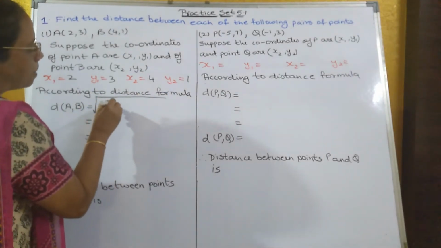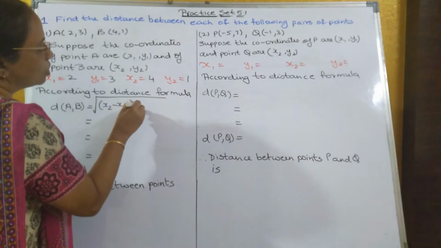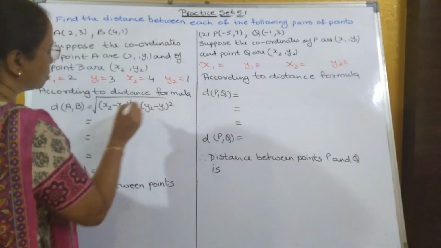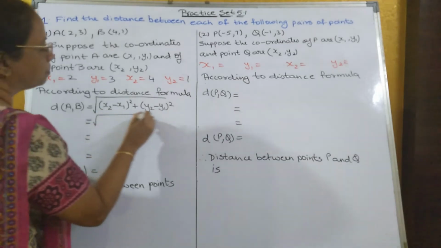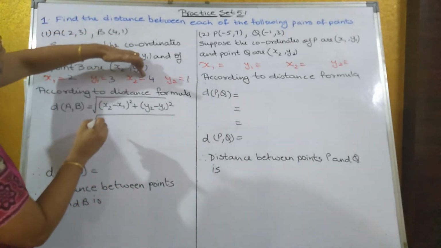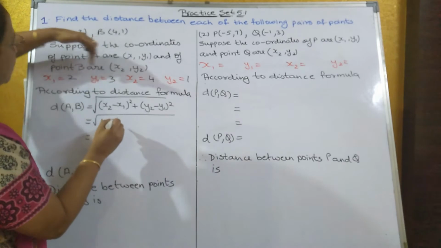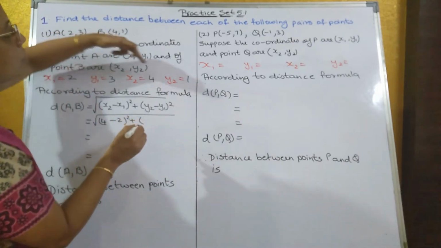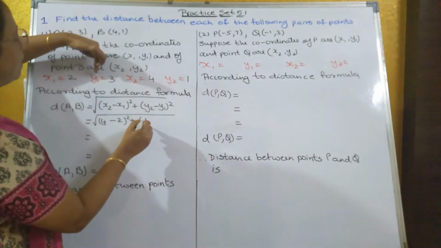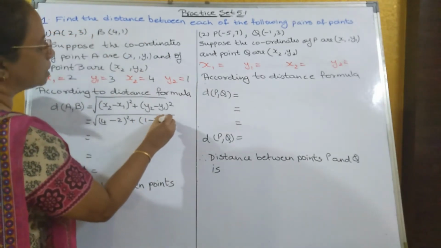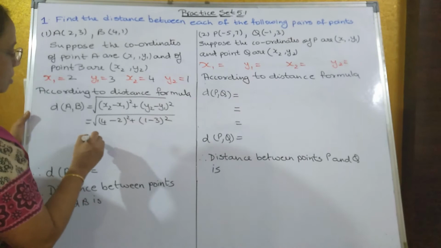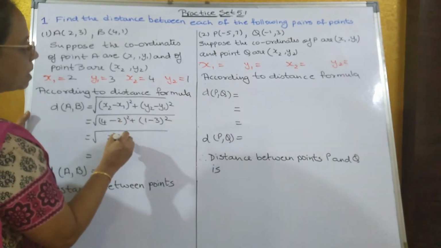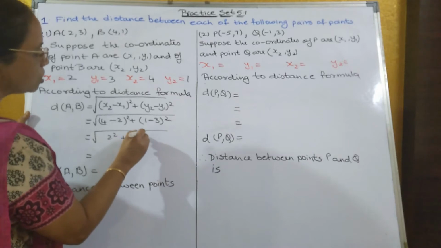Then according to the distance formula, root of x2 minus x1 the whole square plus y2 minus y1 the whole square. So that is equal to, x2 over here is 4, 4 minus x1 which is 2 the whole square plus y2 is 1 and y1 is 3, 1 minus 3 the whole square. That is equal to 4 minus 2 is 2 square plus 1 minus 3 is minus 2 the whole square.